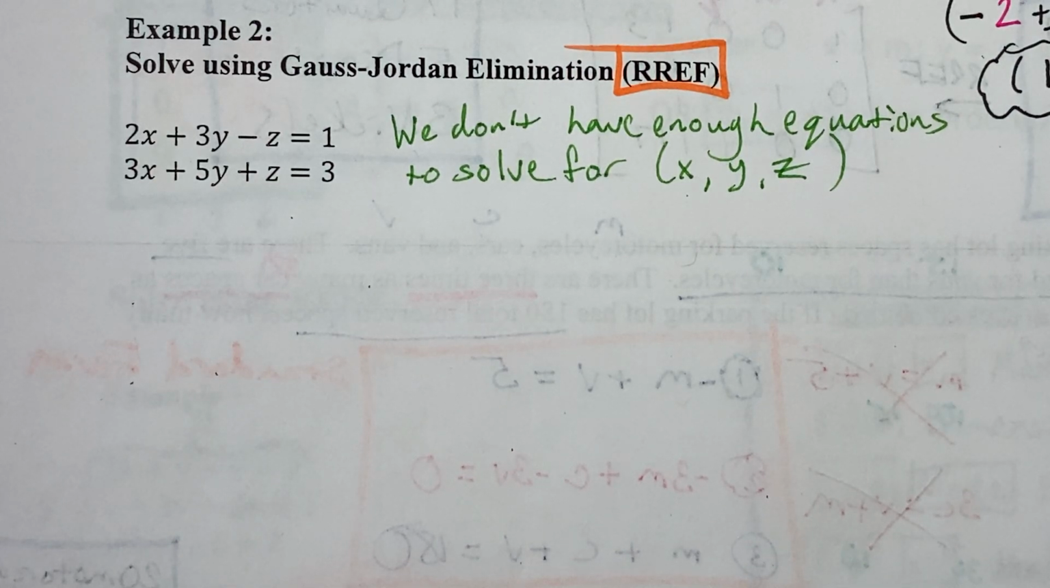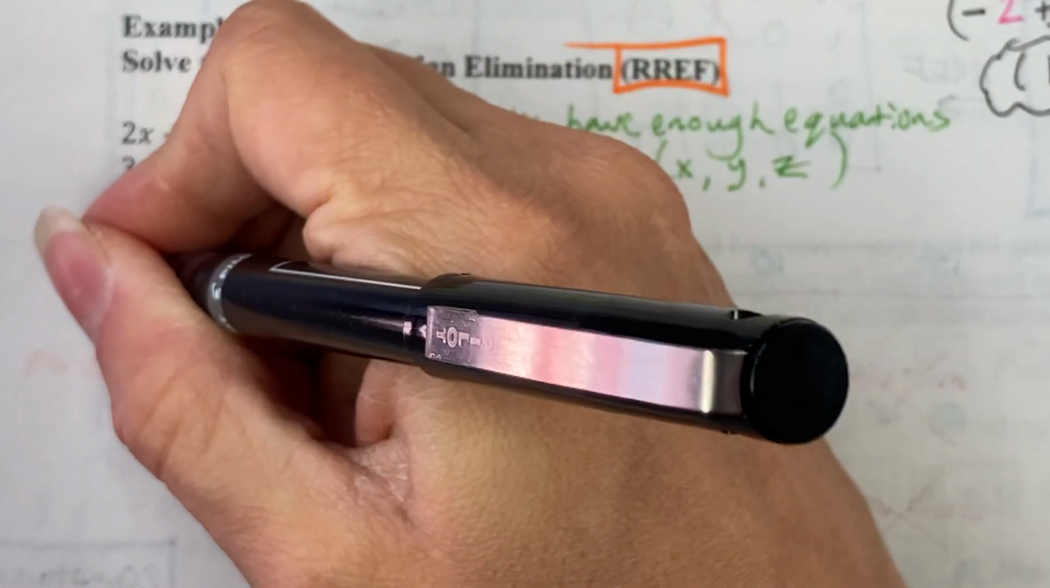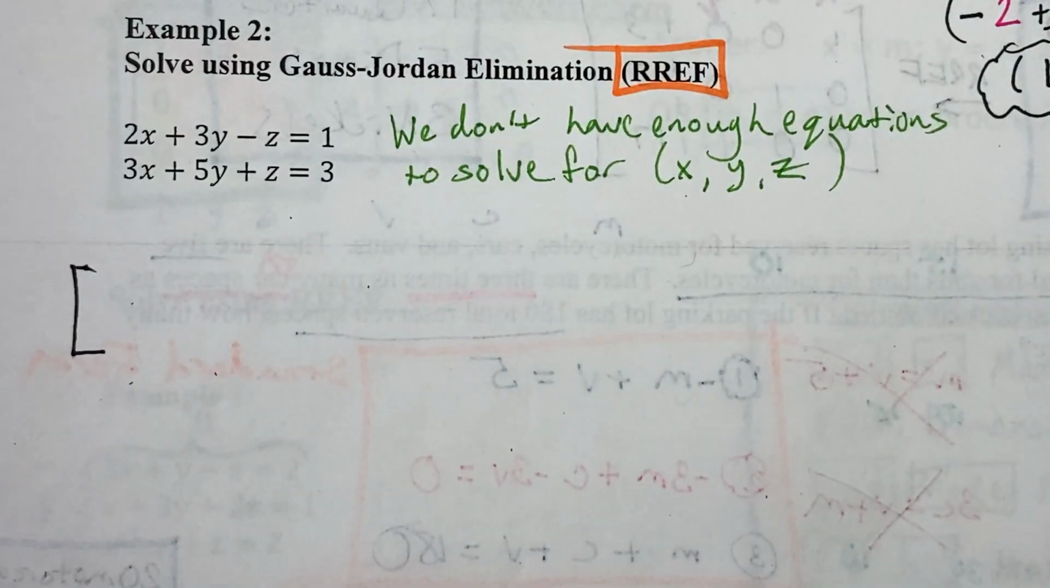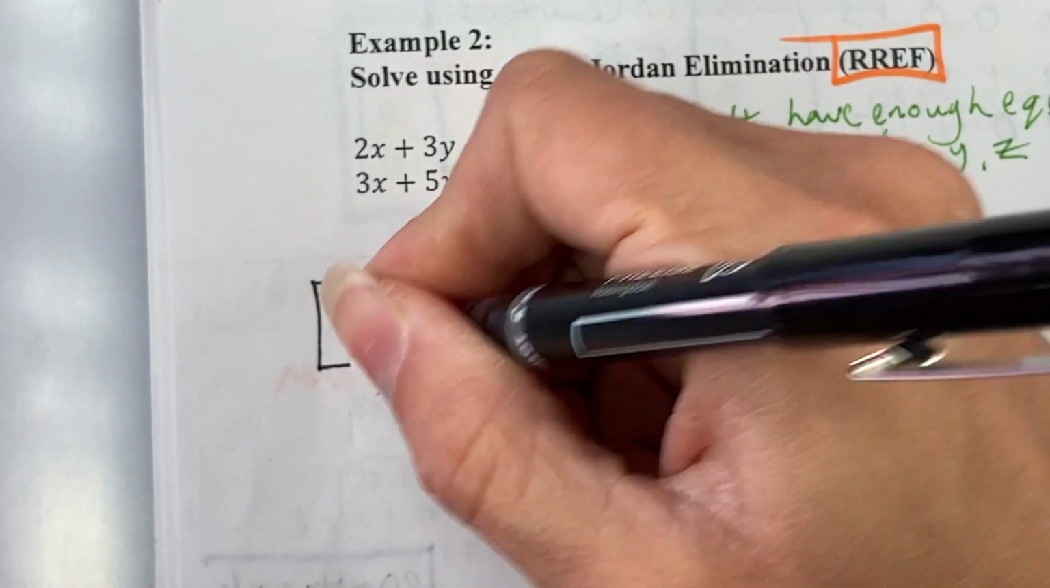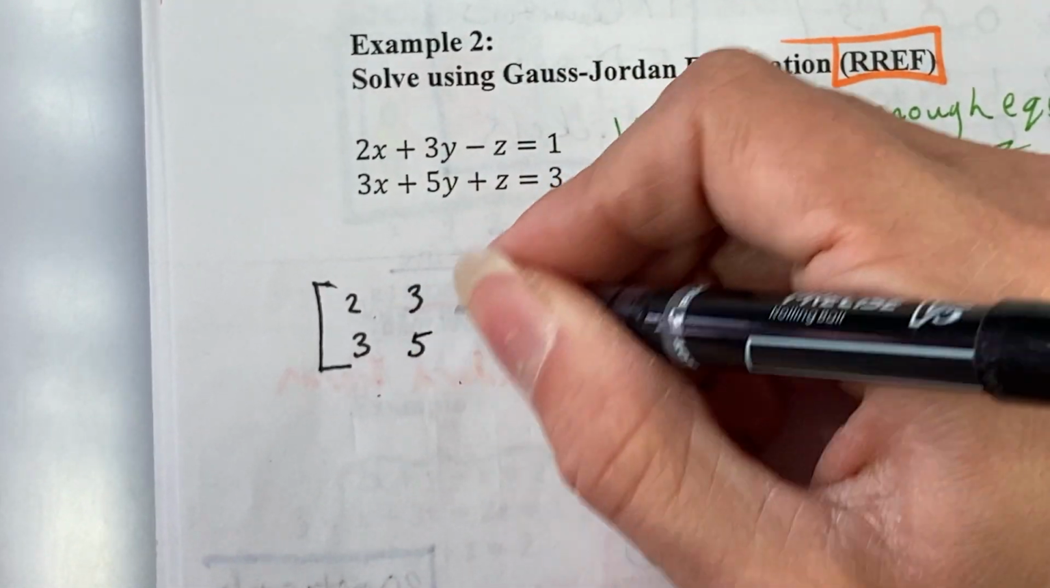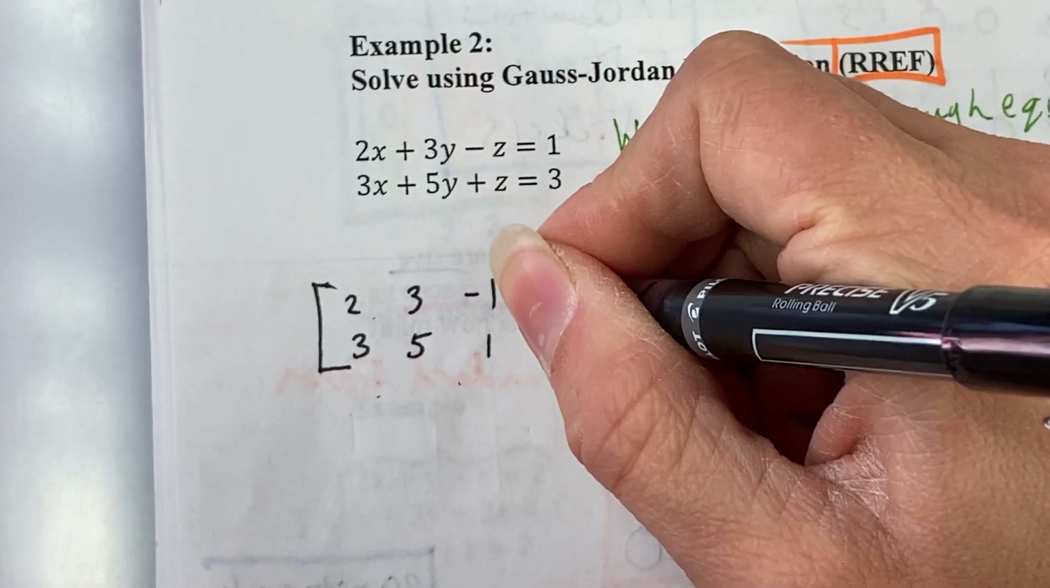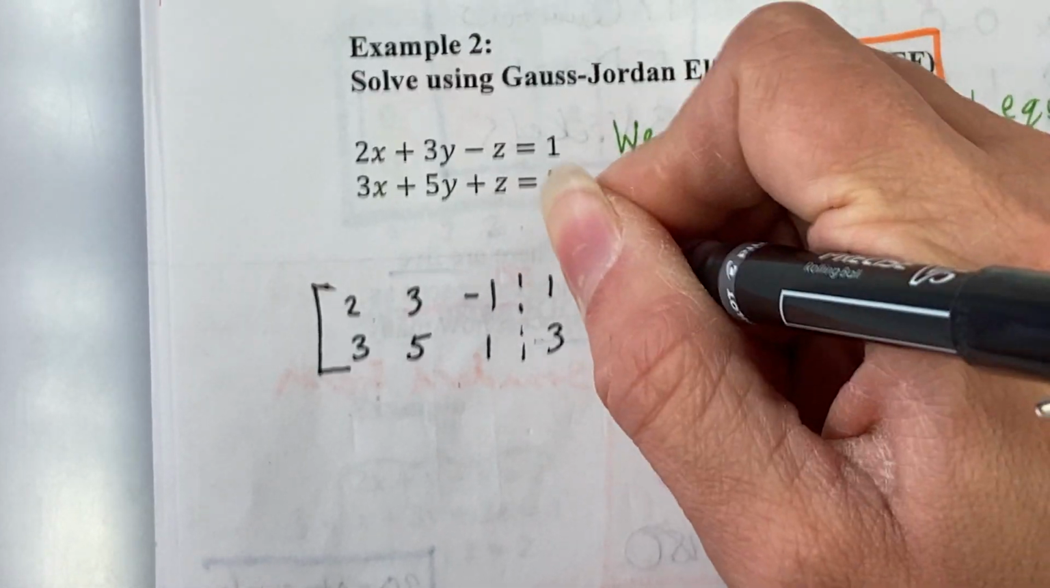So since we're going to use reduced row echelon form here, we don't have to worry about simplifying the equations first or trying to get a 1 in that top left position because our calculator is going to do all the heavy lifting for us. So we do still have to show our augmented matrix. So 2 and 3, 3 and 5, negative 1, positive 1, 1 and 3.